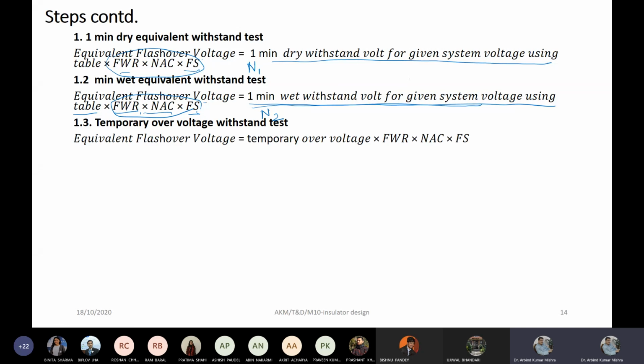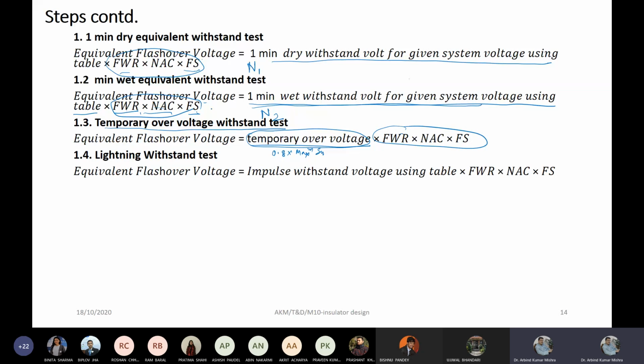Then calculate the temporary overvoltage. The equivalent flashover temporary overvoltage, you already calculated. Say for effective grounding conditions, for example, maybe 0.8 times the maximum system voltage. You know how to calculate it. And then again the same factor, whatever was used previously. So this quantity is in fact the same for all, only the first part keeps differing.